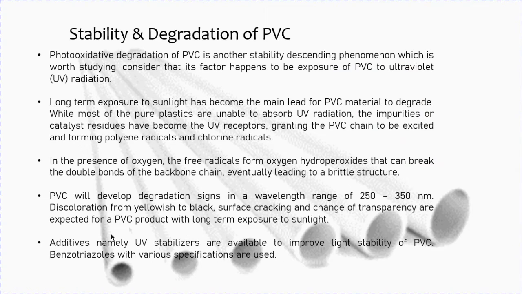Photooxidative degradation of PVC is another stability-descending phenomenon which is worth studying. It happens upon exposure of PVC to UV light. Long-term exposure to sunlight has become the main cause of PVC material degrading. While most pure plastics are unable to absorb radiation, the impurities or catalyst residues become the UV receptors, allowing the PVC chain to be excited and form polyene radicals and chlorine radicals.